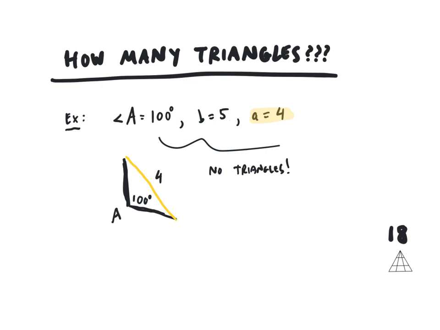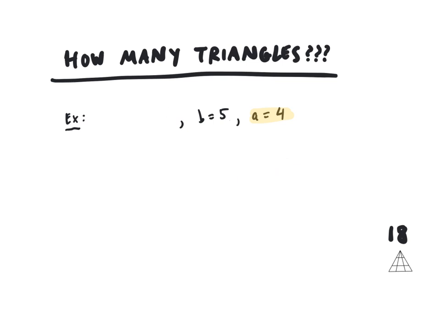So what we've seen so far, there are some situations in which our common sense is going to lead us to see that this is maybe a trick question. There are actually no triangles possible given the information that we were handed.